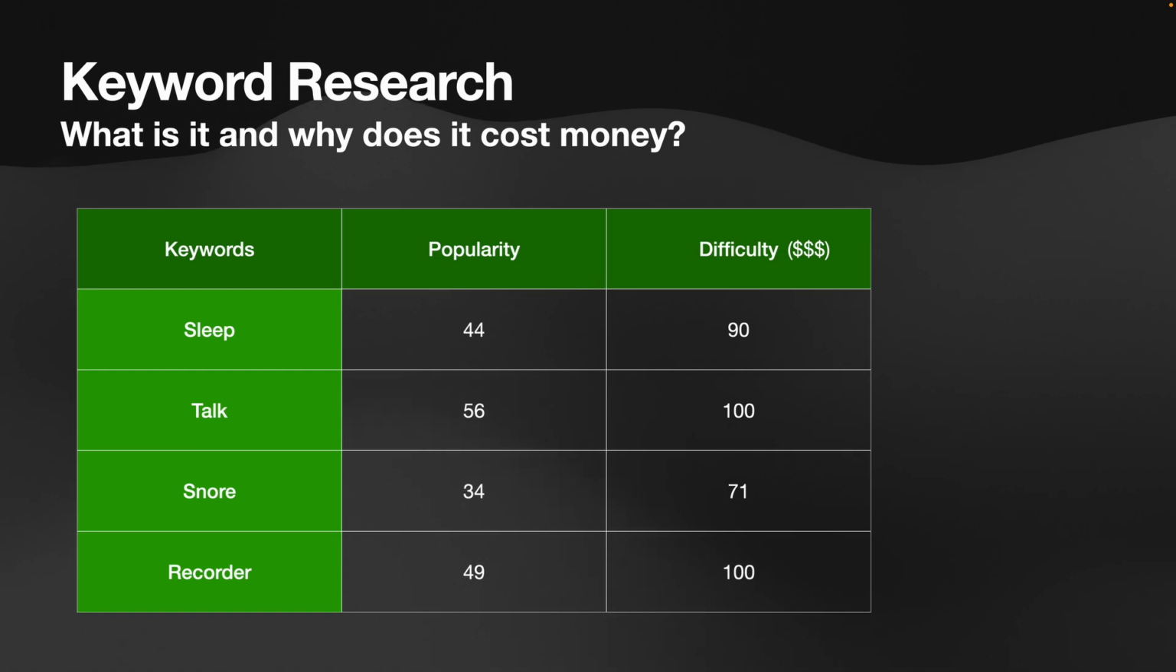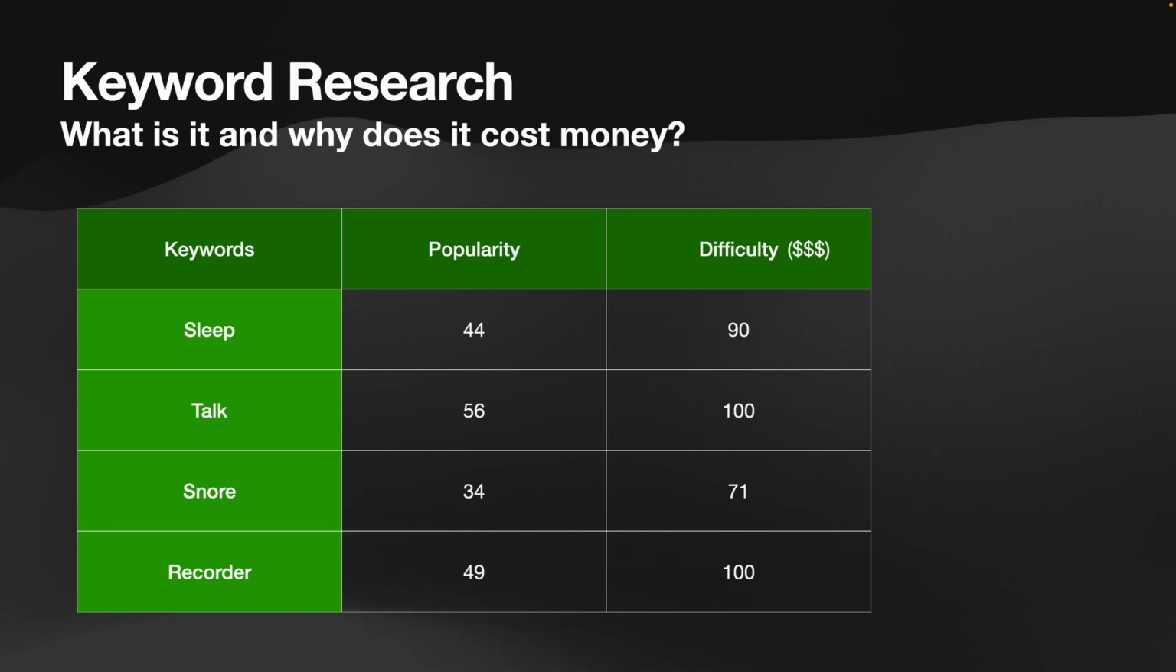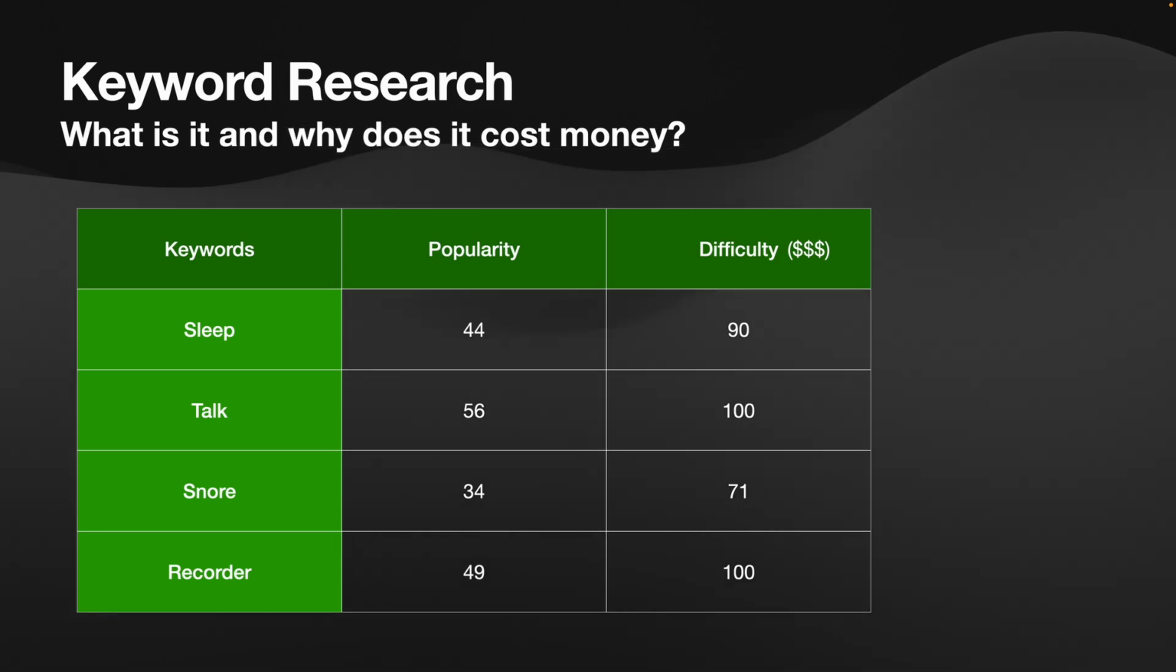Each tool will charge you a different price, and they don't display the exact same difficulty score. They have to come up with their own way to calculate it. Some are more accurate than others, and some are more expensive than others. You're looking at paying between $100 a year to $100 a month, depending on your budget and how accurate you want the data to be. I will dive into those tools in more detail in a later section of the video.